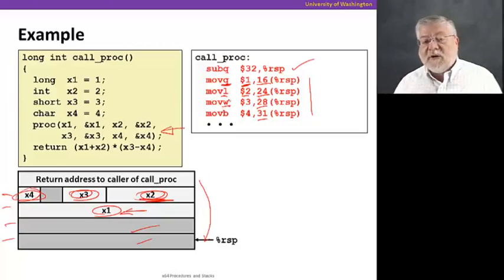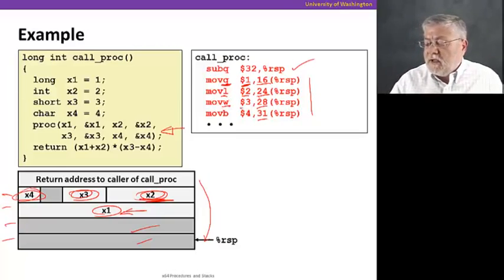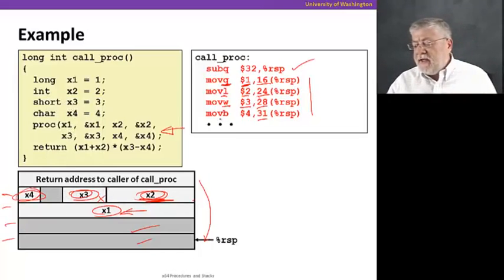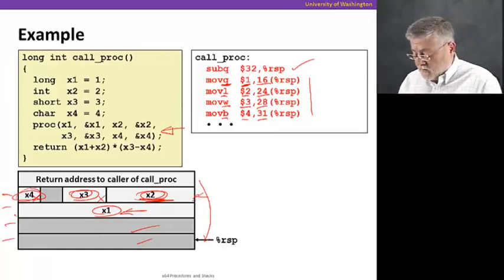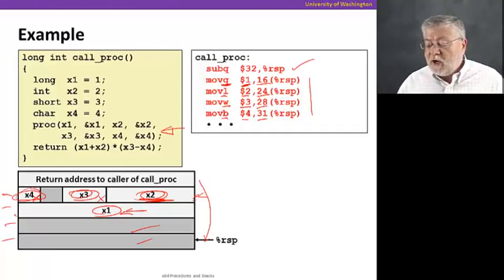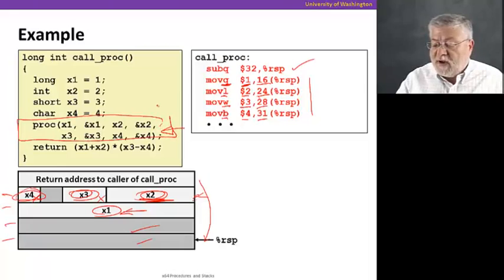Then a word, or rather 16 bits, value 3, at 28 plus the stack pointer. Well, 24 was here, 4 more over puts us here at x3, and then finally a single byte of value 4 at 31 plus the stack pointer. That's that 24 here, and then 7 over puts us over at where we've labeled x4 as byte, that single byte. Okay. Let's move on now to setting up the parameters, the arguments for calling the function proc.